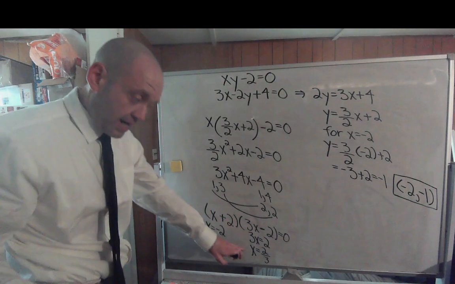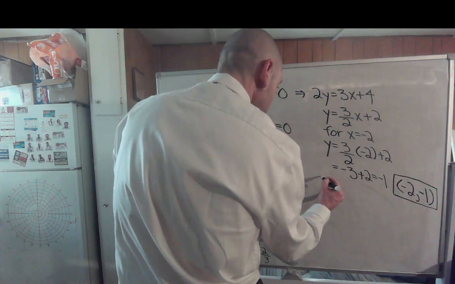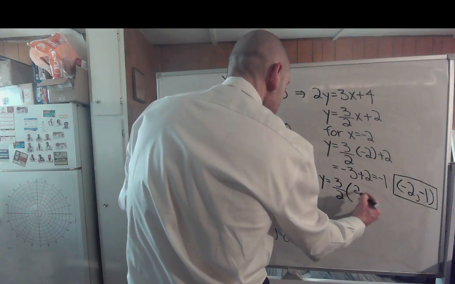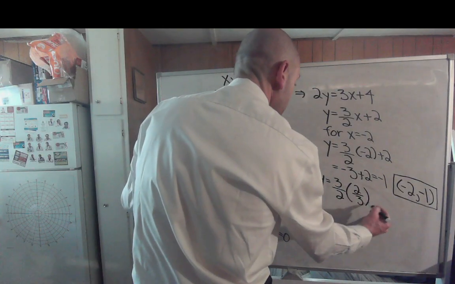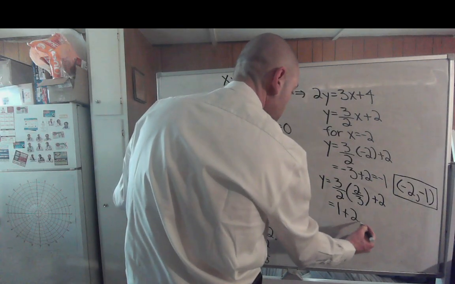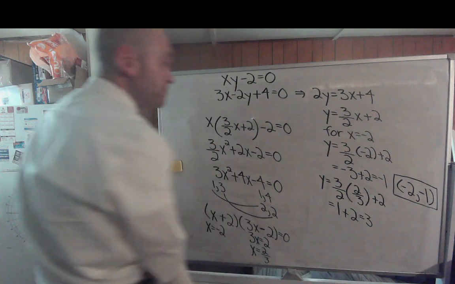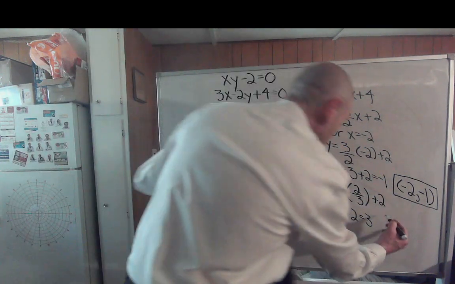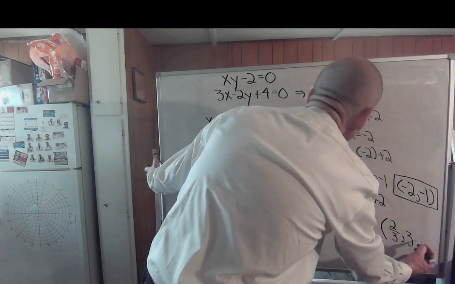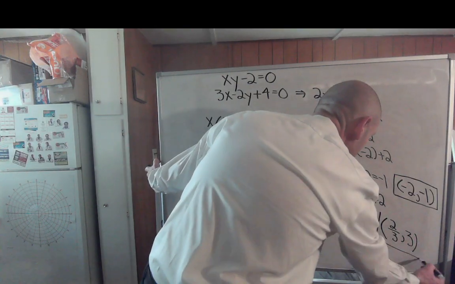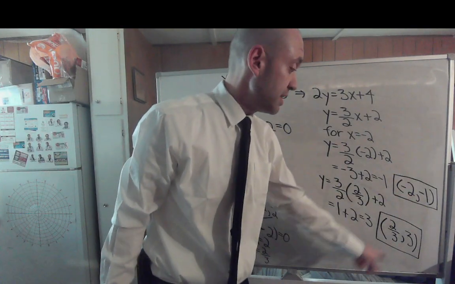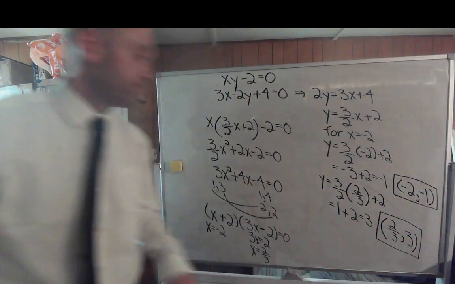Now let's look at when x equals 2/3. So y would end up equaling 3/2 times 2/3 plus 2. This literally just turns into 1 plus 2, which would equal 3. So the second ordered pair you should get would be 2/3, 3. So these two curves intersect at the points negative 2, negative 1, and positive 2/3, 3.